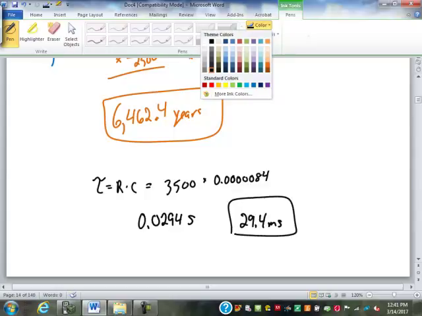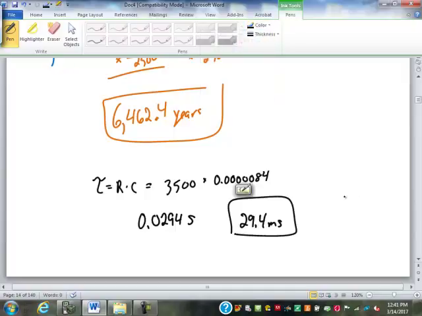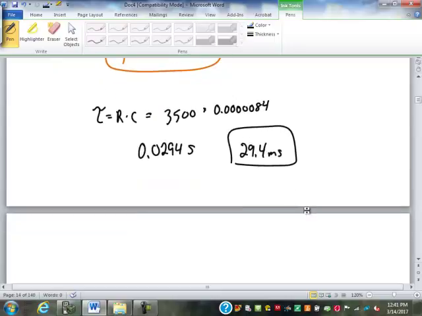If you reverse the order and had the 0.000084 first, it should be the same. Okay. Questions on number 7?